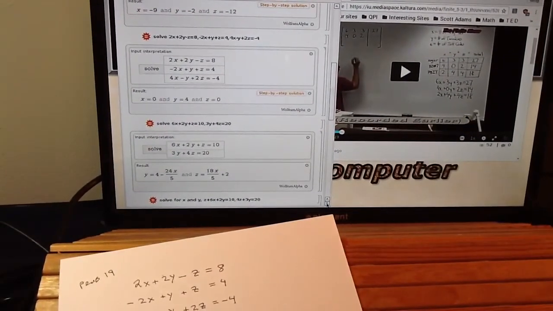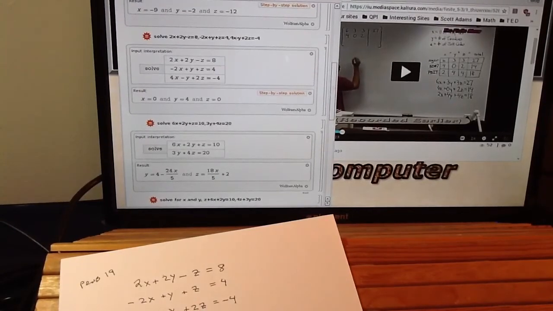Because, by the way, you can solve calculus problems, differential equations, any kind of linear algebra. In fact, you can solve thousands of STEM problems with this. Well, I put in the equation here, 2x plus 2y minus z equals 8 and so on. I said, solve it. And sure enough, there's my solution, 0, 4, and 0.